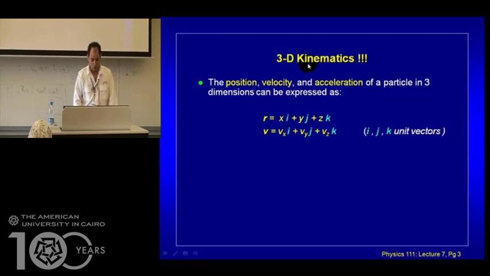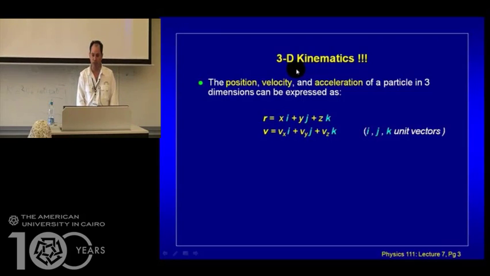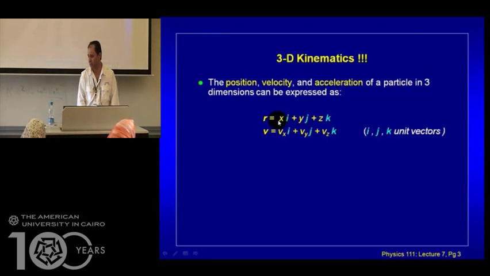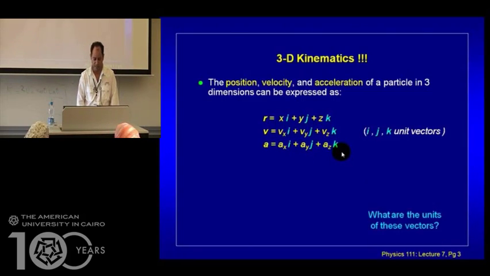So we say that if you have a motion in 3 dimensions, we call that 3D kinematics. So position, velocity, and acceleration should be written in 3 dimensions. That's the position. It has an x component, y component, and z component. Same thing goes for the velocity, and same thing goes for the acceleration.